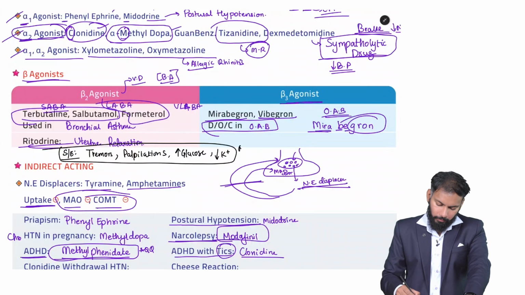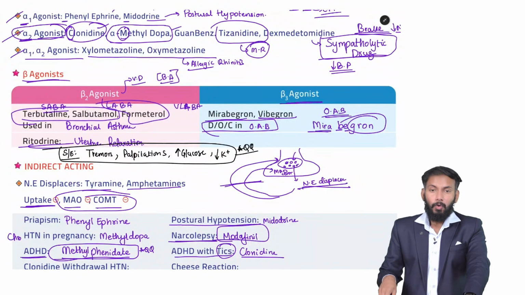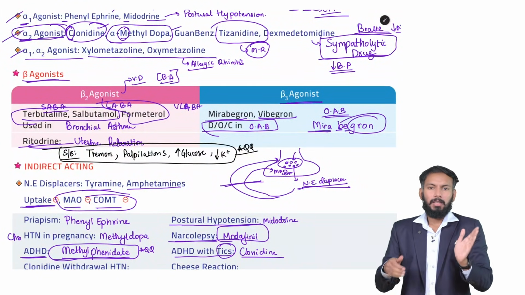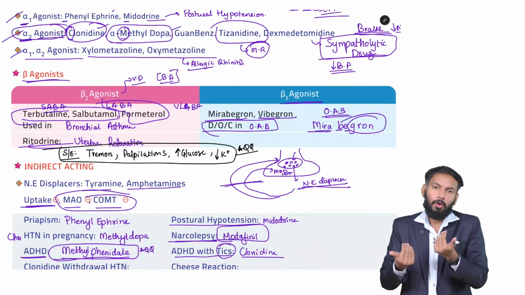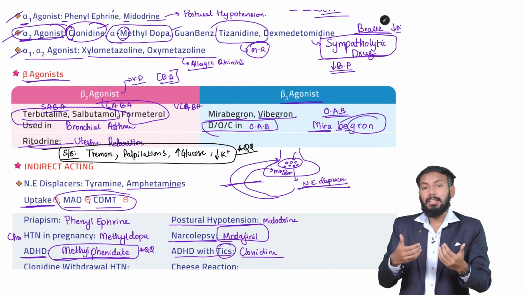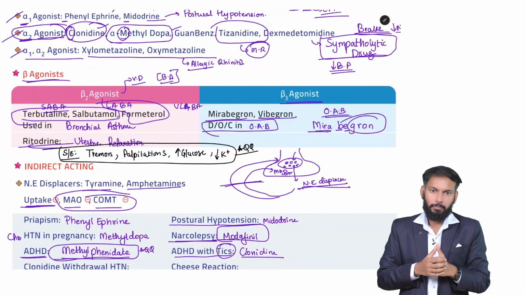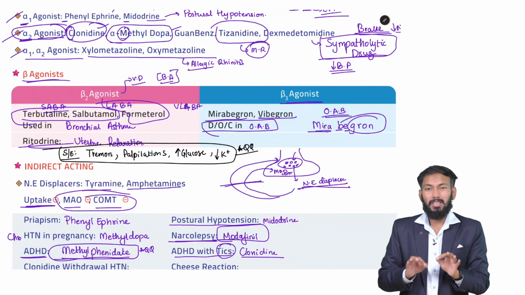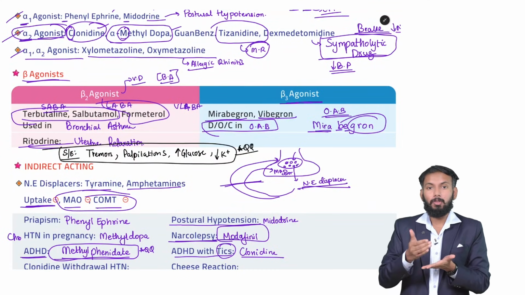Most important question. They will give these 4 options and change one of the things. They might even give you hypoglycemia or hyperkalemia. That is the wrong option. They'll ask you which is not the side effect of beta 2 agonist. So if you understood this much, this is more than enough when it comes to sympathomimetics.